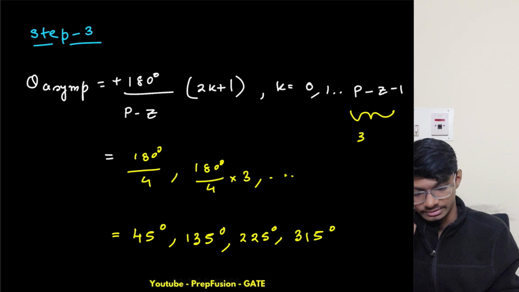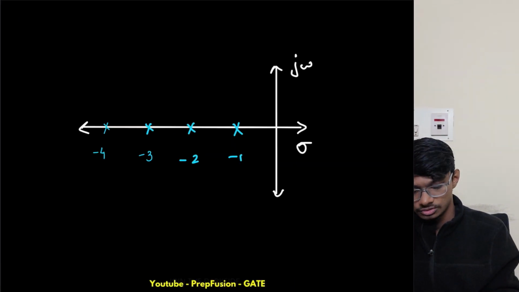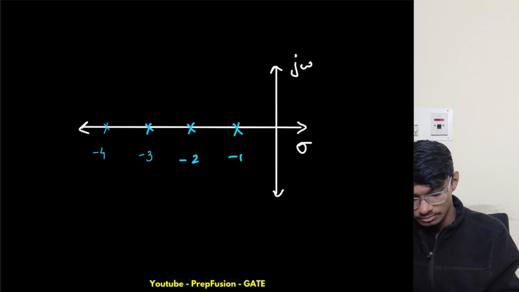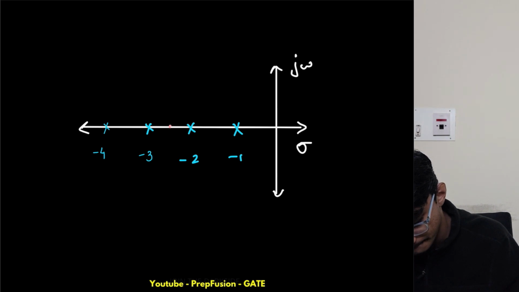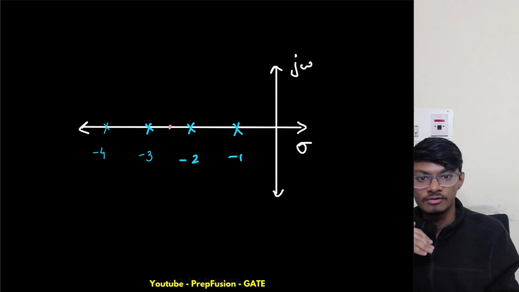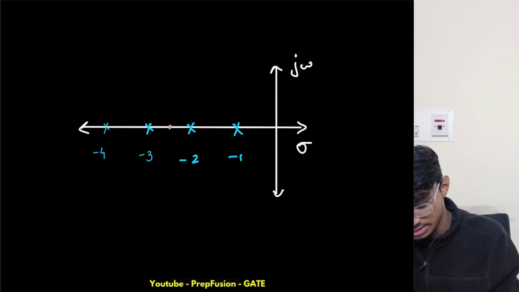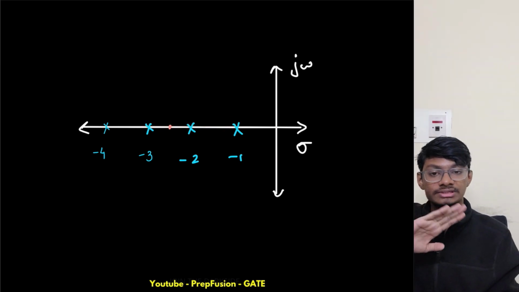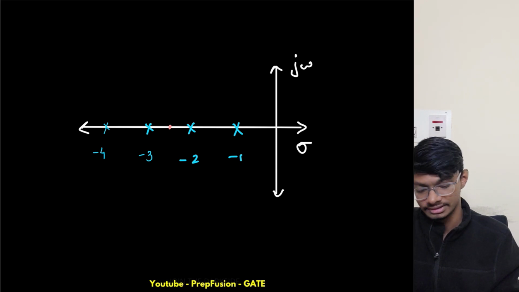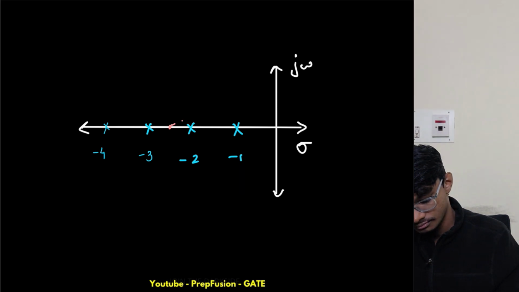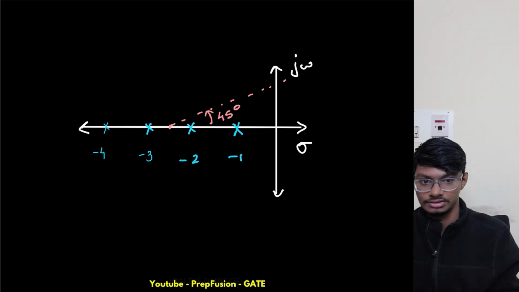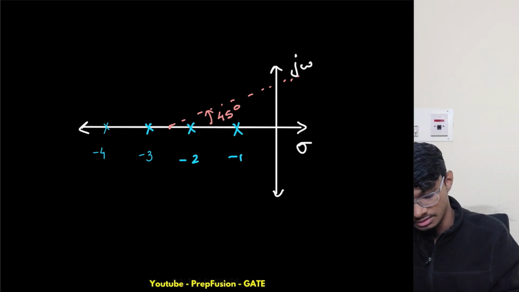If it is 45, then my centroid is here, between these two poles. So we'll mark my centroid. Now with respect to the real axis, I am at a 45 degree angle, so I have to go plus 45. That means I have to go anti-clockwise at a 45 degree angle. So here it will be a 45 degree angle. So this is the first asymptote, basically the first virtual zero.